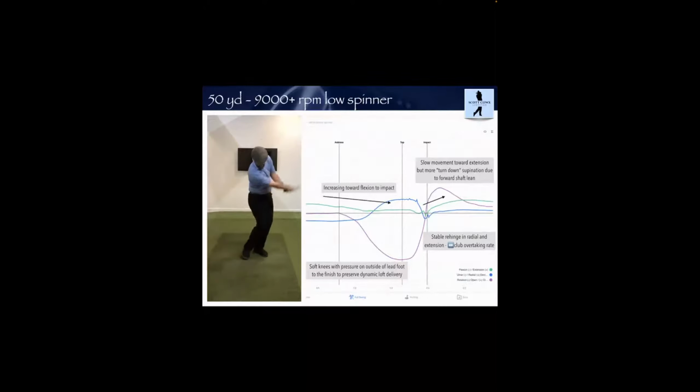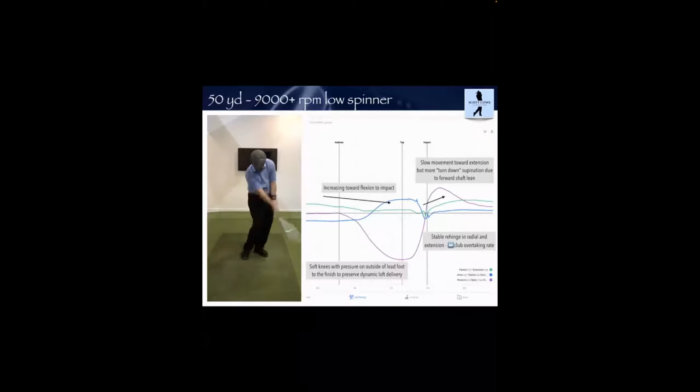But I wanted to look at what the mechanics were for a 9,000 RPM low spinner from 50 yards. So here we're talking about a launch window between 25 and 30 degrees, and a spin rate that's 9,000 plus. How would we create this shot reasonably consistently? There's a couple interesting things here. First of all, when we look at the lead wrist, we see fairly flat motion in the extension-flexion plane, moving slightly toward more flexion at impact.